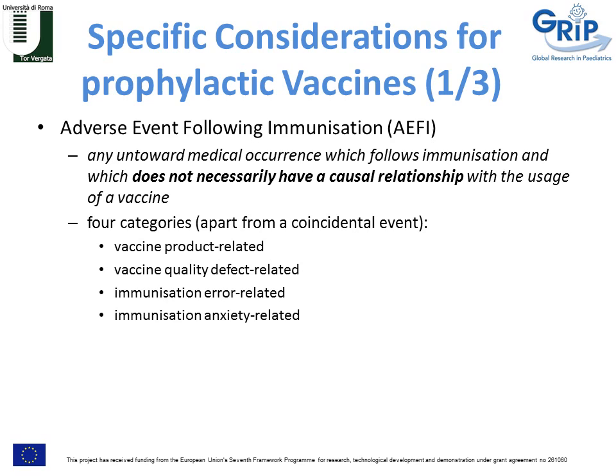First, vaccine product related, an event that is caused or precipitated by a vaccine, for example, extensive limb swelling following DTP vaccination. Second, vaccine quality defect related, due to quality defects of the vaccine, for example, failure to completely inactivate a batch of inactivated polio vaccine that could lead to cases of paralytic polio. Third, immunization error related, caused by inappropriate vaccine handling.